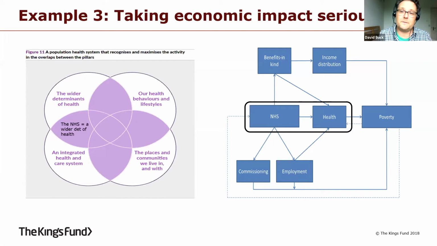And then that further impacts on the NHS itself and on the demand for healthcare. So if we take that approach and think about that, then the NHS has a much wider role in health than we actually think about, but we've got to be intentional about that and realize that.